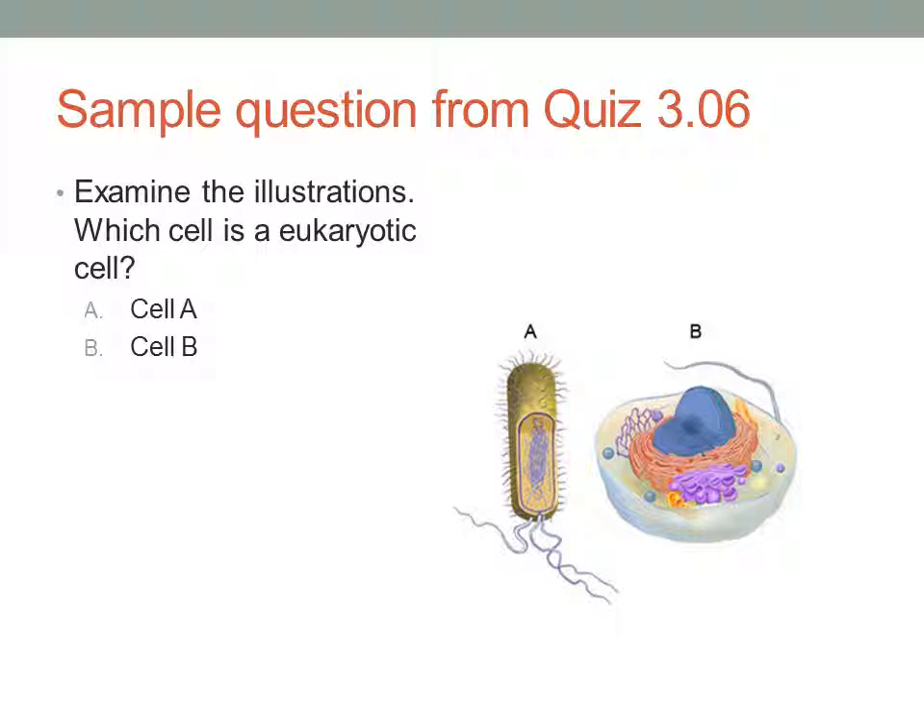So here's the last sample question from quiz 3.06. Examine the illustrations. Which cell is a eukaryotic cell? Is it A or is it B? Remember, eukaryotic cells are the more complex ones with lots of organelles and a nucleus. The answer is B. You see there are tons of organelles surrounding that nucleus that's in blue in the middle. DNA is found inside that nucleus, whereas if you look at cell A, that is a lot more simple, and it also has that flagellum.